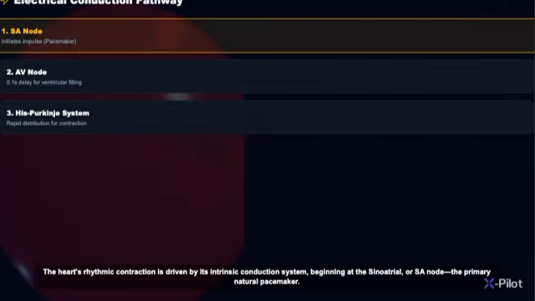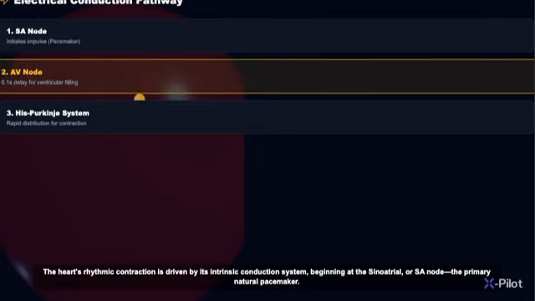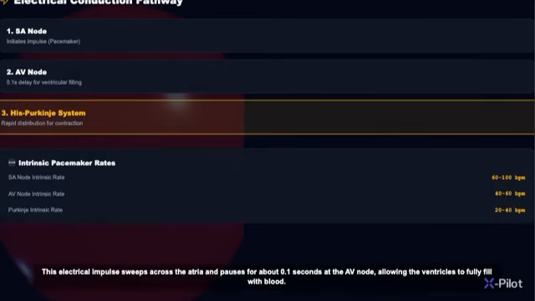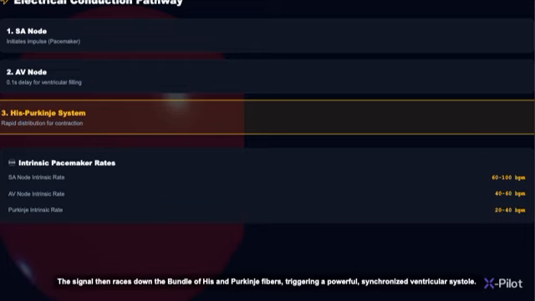The heart's rhythmic contraction is driven by its intrinsic conduction system, beginning at the sinoatrial, or SA node, the primary natural pacemaker. This electrical impulse sweeps across the atria and pauses for about 0.1 seconds at the AV node, allowing the ventricles to fully fill with blood. The signal then races down the bundle of His and Purkinje fibers, triggering a powerful synchronized ventricular systole.